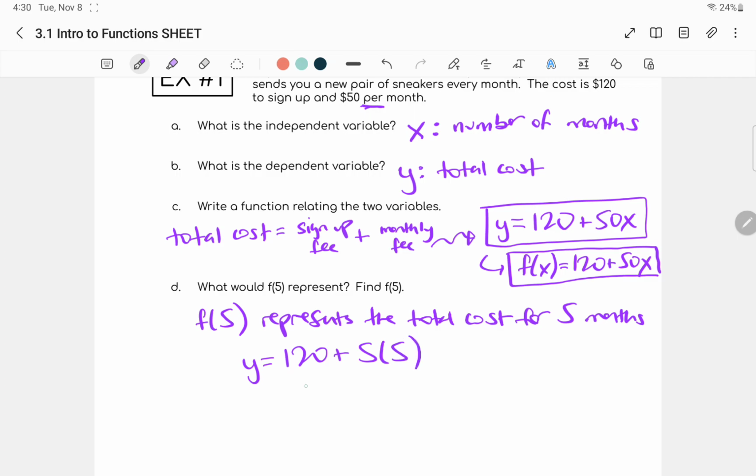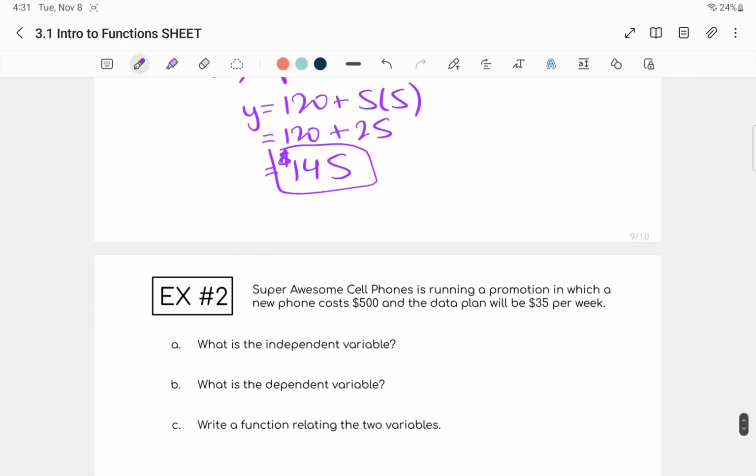So to find what f of 5 is, I'm going to replace x with 5. That's it. So 120 plus 5 times 5 is 25. 120 plus 25 is $145. And that is my answer for letter D. I'm going to go on and do a couple more examples.